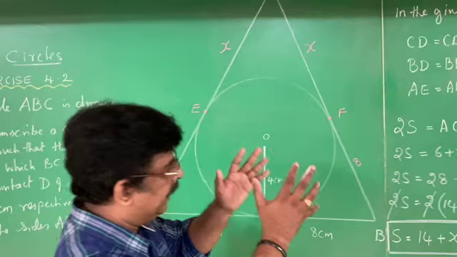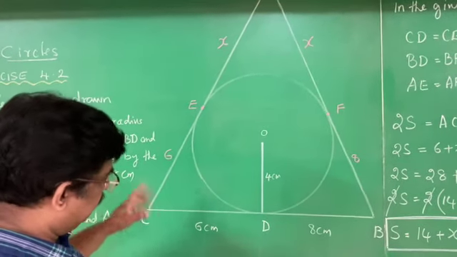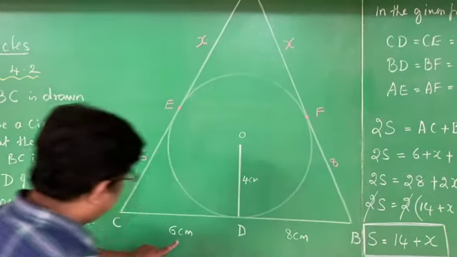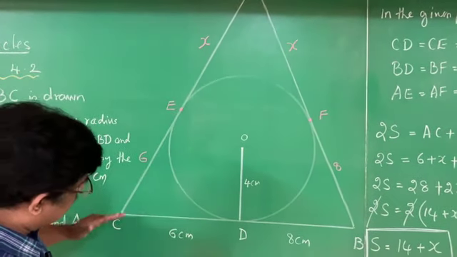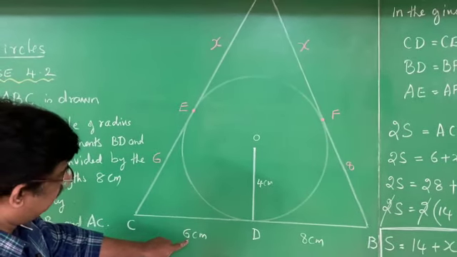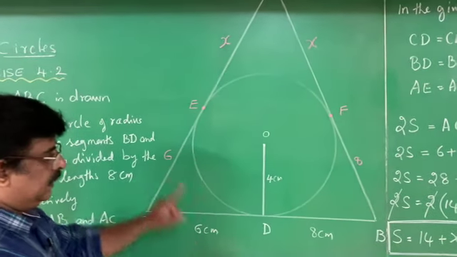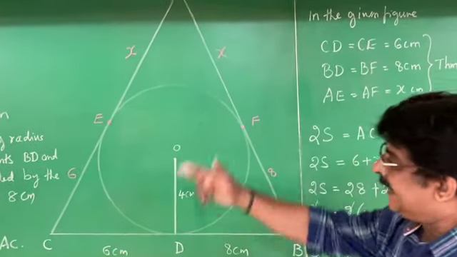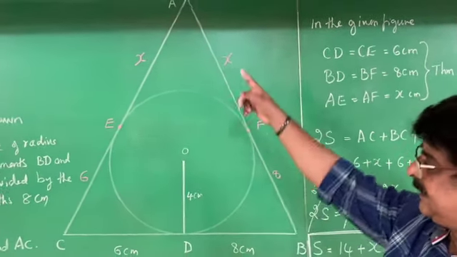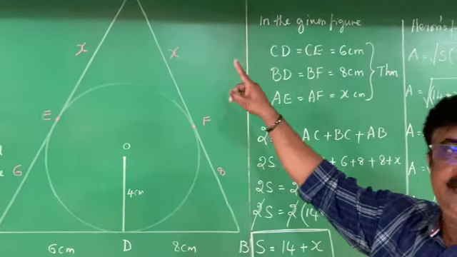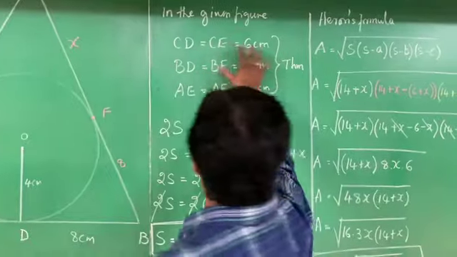Before going into Heron's formula, first we have to find the sides. This part is 6 centimeter, this part is 8 centimeter. According to the 10th standard theorem, tangents to a circle from an external point are equal, therefore this is 6, this is also 6. If this is 8, this side is also 8. Therefore, the three sides of the triangle are 6 plus x, another one is 14, and the third one is 8 plus x.